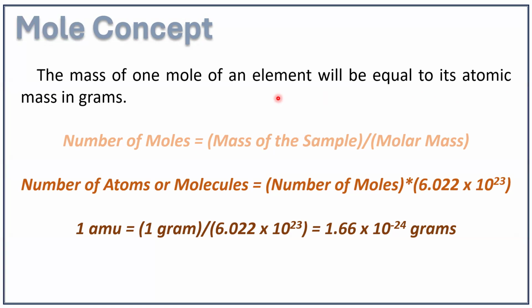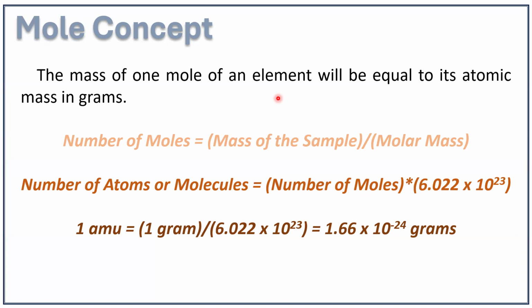If I say 1 mole of oxygen atoms, what is its weight? How will you calculate it? The mass of 1 mole of an element will be equal to its atomic mass in grams. So if you have 1 mole of oxygen atoms, how will you calculate its weight? Say an oxygen atom mass will be 16 amu.